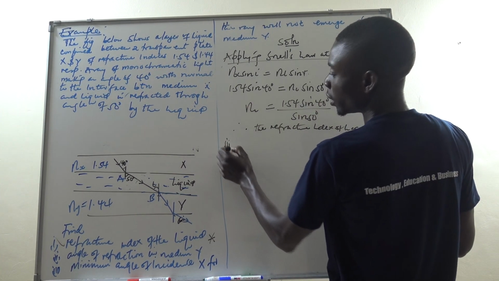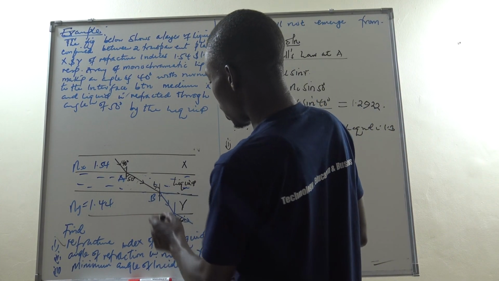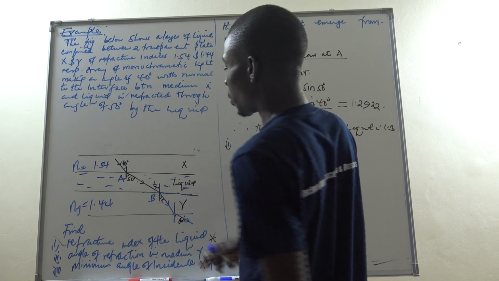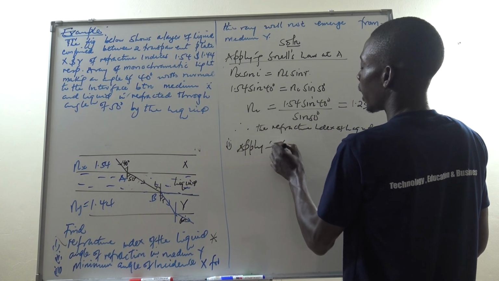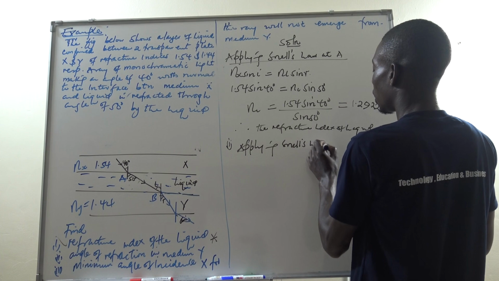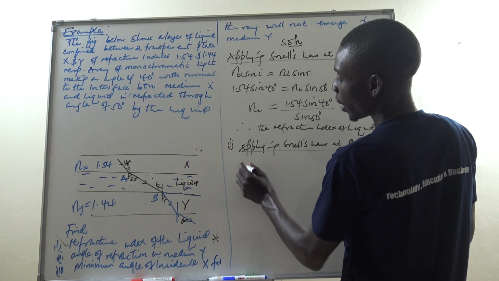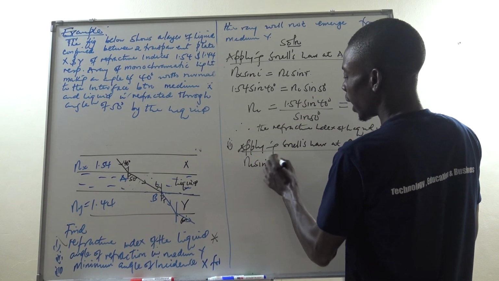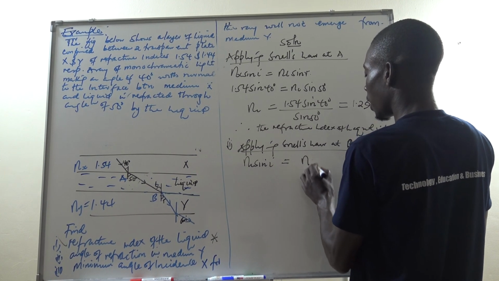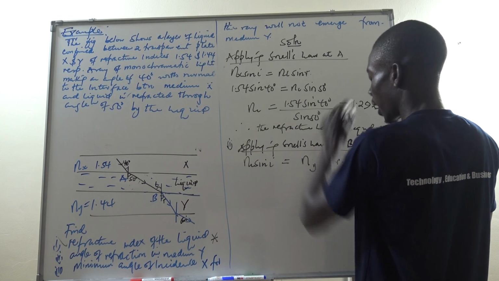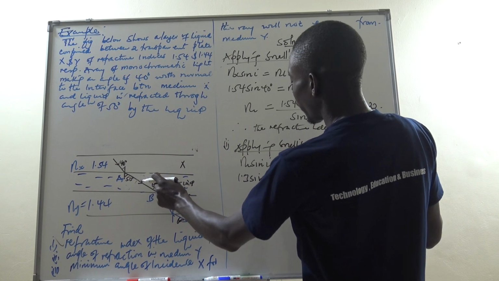And then for Roman 2, they're saying that the angle of refraction in media Y. What is the angle of refraction in media Y? And that is this one. This could be the angle of refraction. Therefore, we shall apply Snell's law at B, and that will tell us that we have refractive index of liquid, sine of I in the liquid should be equaling to refractive index of media Y, sine of R, and that will tell us refractive index is 1.3 sine I. We are in the liquid here.